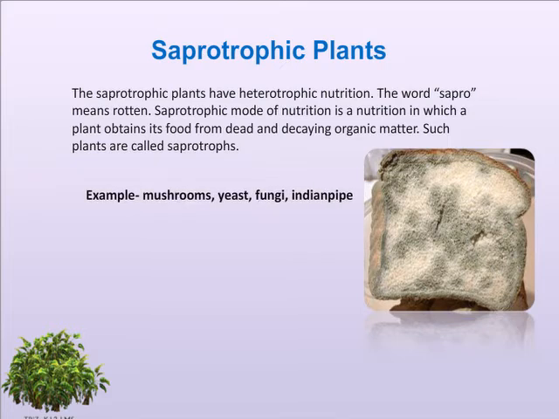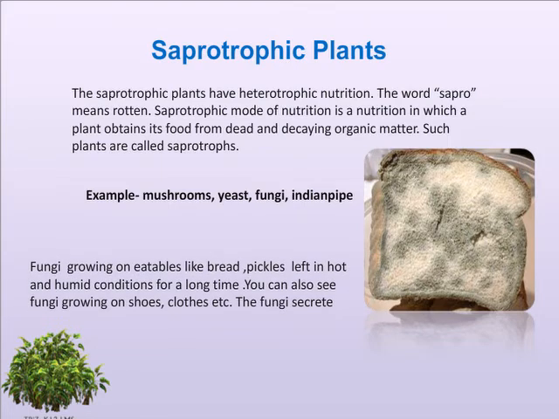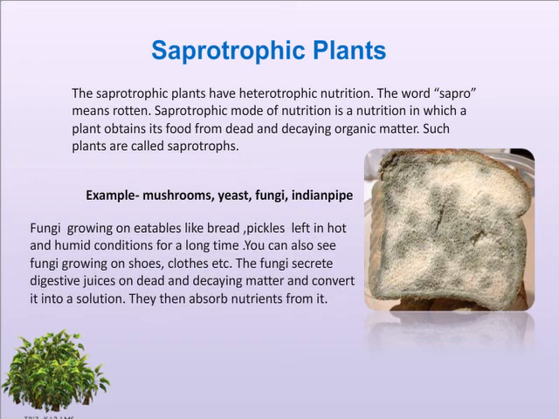Example, mushroom, yeast, fungi, Indian pipe. Fungi grow on eatables like bread and pickles left in hot and humid conditions for a long time. You can also see fungi growing on shoes, clothes, etc. The fungi secrete digestive juices on the dead and decaying matter and convert it into a solution. They then absorb nutrients from it.